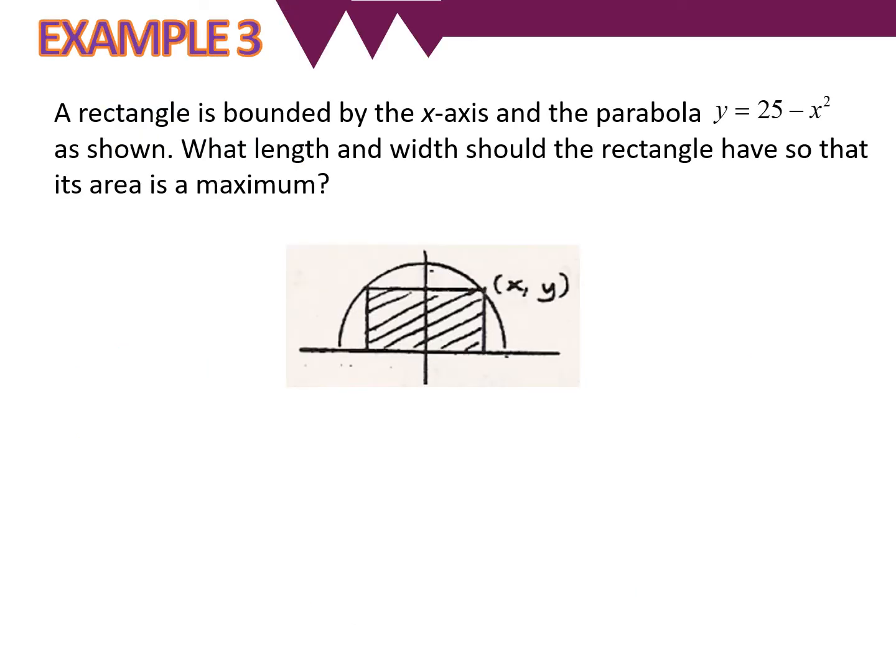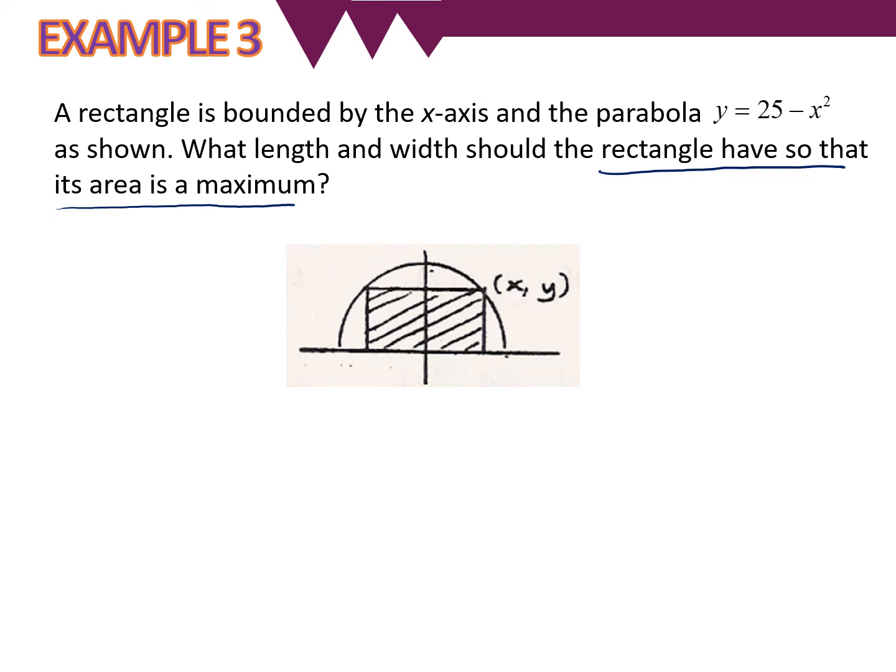Example 3. A rectangle is bounded by the x-axis and the parabola y equals 25 minus x squared, as shown in the sketch. What length and width should the rectangle have so that its area is maximum? So what is mentioned here is the rectangle, which is inscribed in the parabola with the given equation y equals 25 minus x squared.